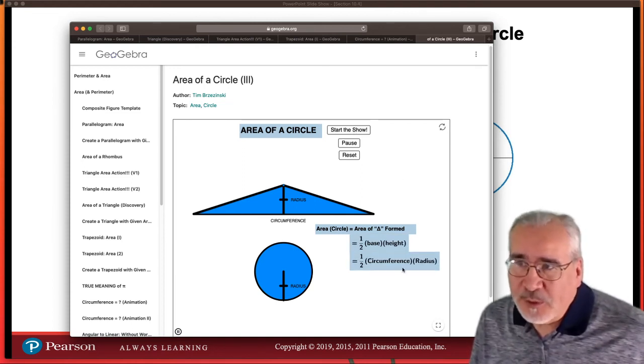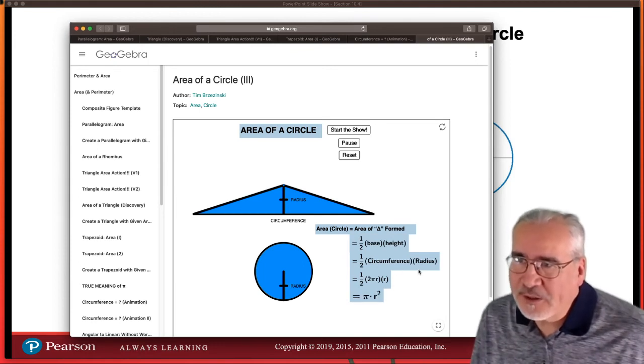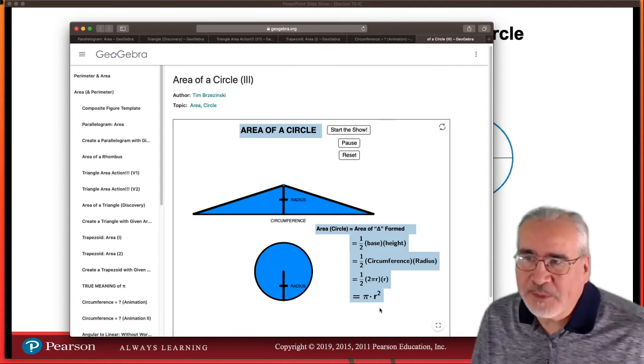The area of a triangle is 1/2 the base times the height. Well, what's the base? The base is the circumference. The height is the radius. So 1/2 times 2 pi r times r, we get pi r squared.